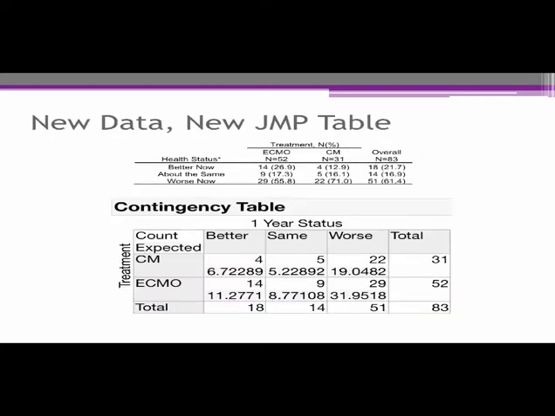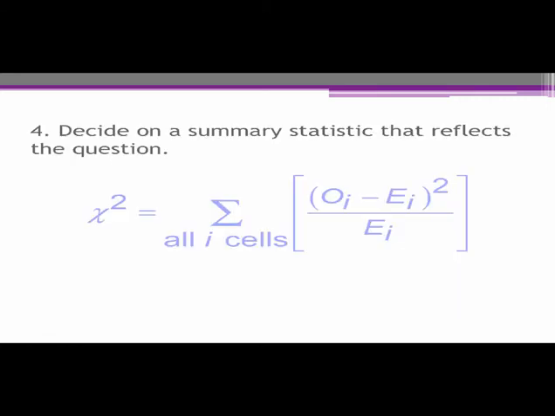So we have a new data table in JMP. You can see here that we've collapsed somewhat better and better now into one better category. The same is still its original category, and then we have the worse collapsed together. Here are our expected cell counts based on that. We can see that we expect greater than 5 in all of our cells, so we're okay to proceed here with a chi-square test.